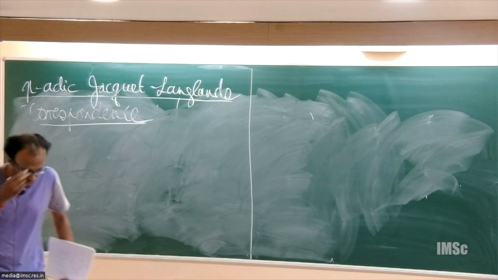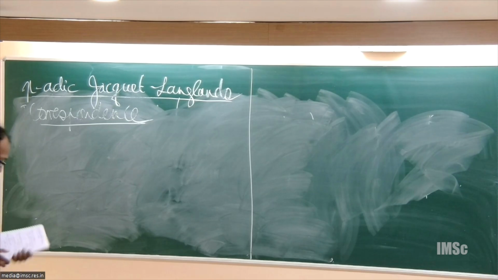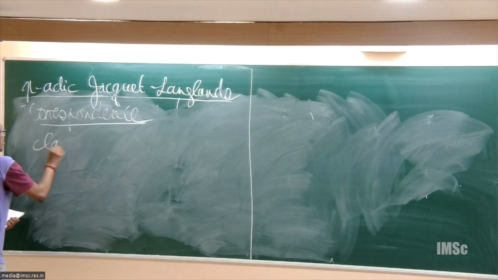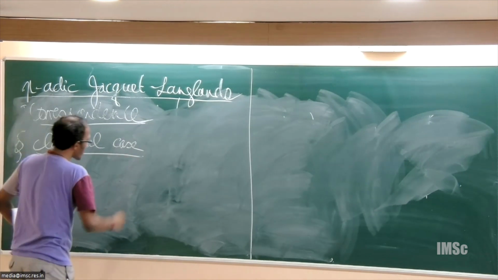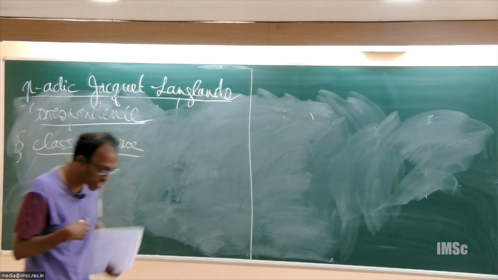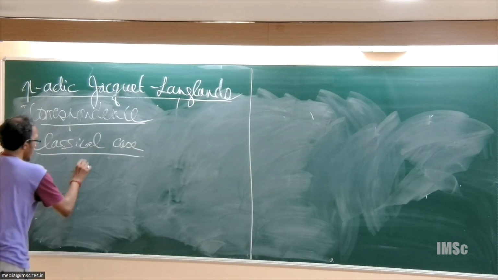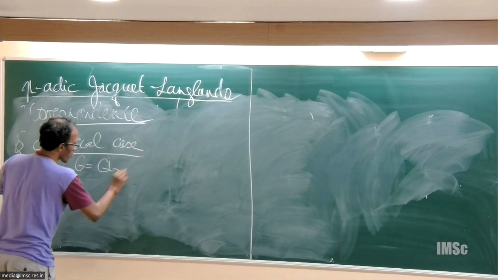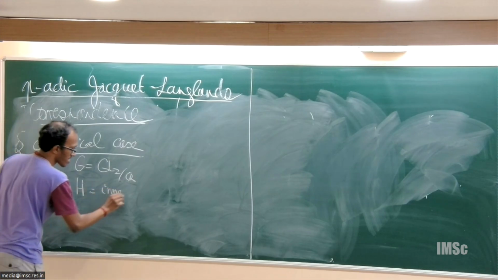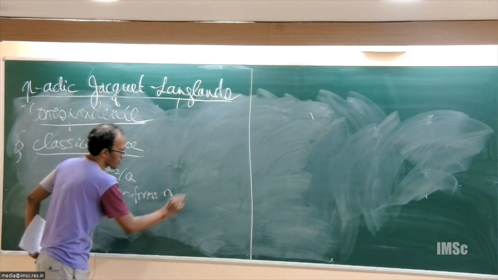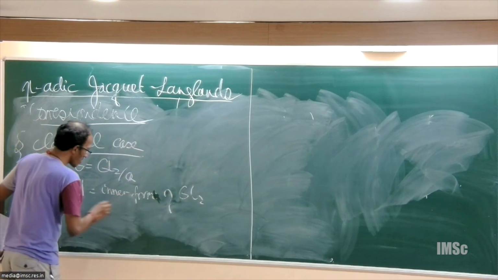Let me begin by telling you a little bit about the classical Jacquet-Langlands correspondence and what the p-adic version attempts to fix. So here's the classical Jacquet-Langlands correspondence. The classical case is a certain statement about automorphic representations of GL2 and the inner forms of GL2. So G is the group GL2 over Q for simplicity, and H is one of the inner forms of GL2.